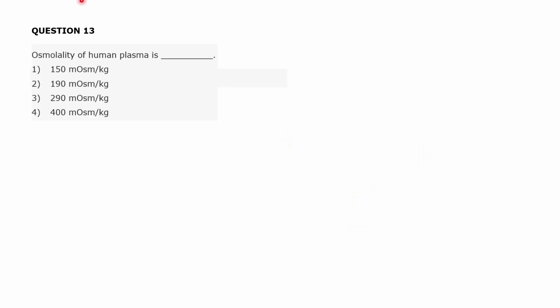Question number 13. Osmolality of human plasma is 150 milliosmoles per kilogram, 190 milliosmoles per kilogram, 290 milliosmoles per kilogram, or 400 milliosmoles per kilogram. Okay, I'm getting option number 3. Yeah, so you are right. The option is actually 290 milliosmoles per kilogram. So it actually fluctuates somewhere in between.